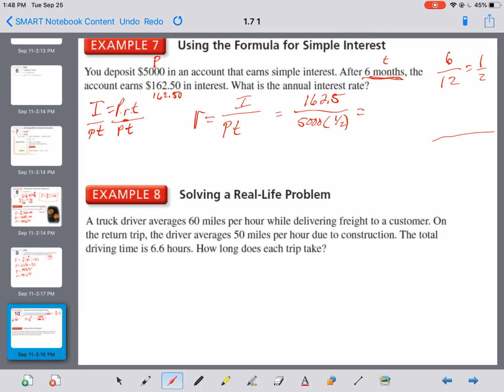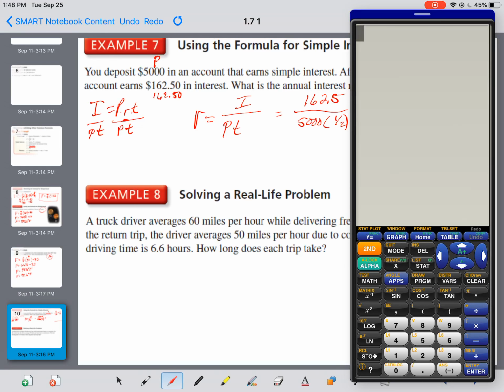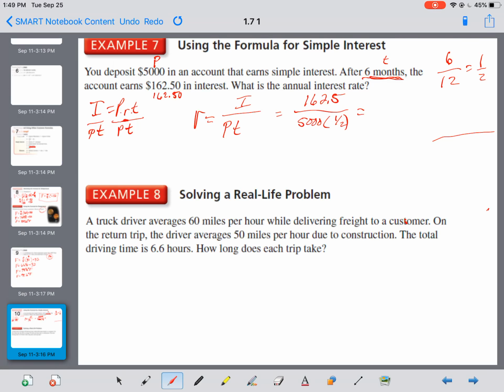Okay, so now I'm going to bring my calculator back out, hopefully clear what I had earlier. 162.5 divided by 5,000, times 1/2. Enter, is 0.065. So R equals 0.065.